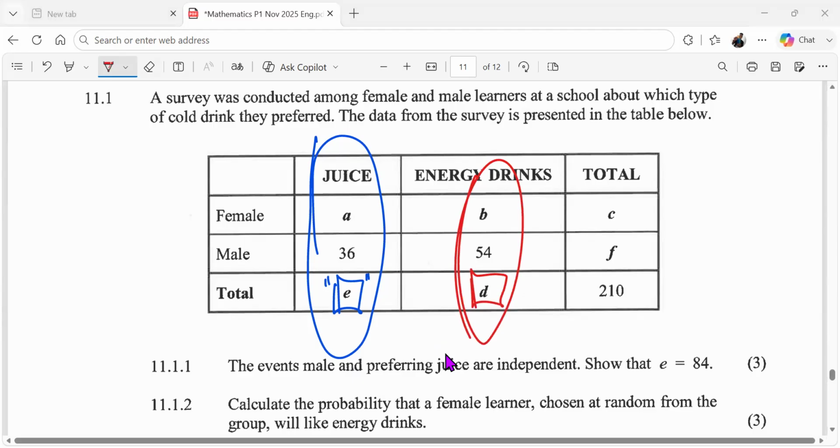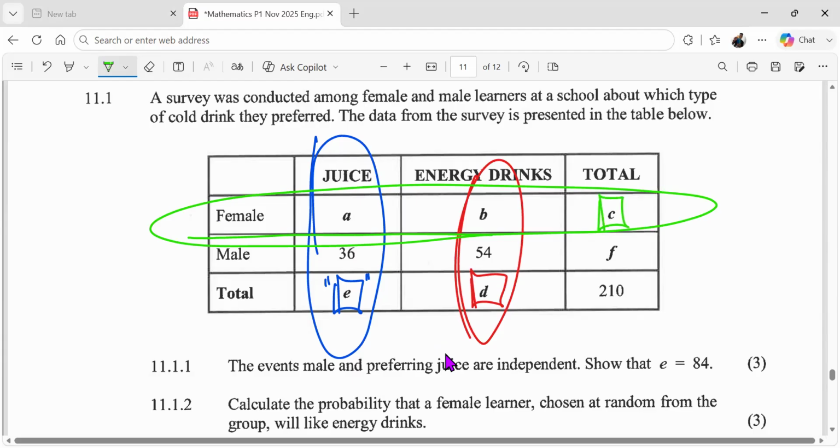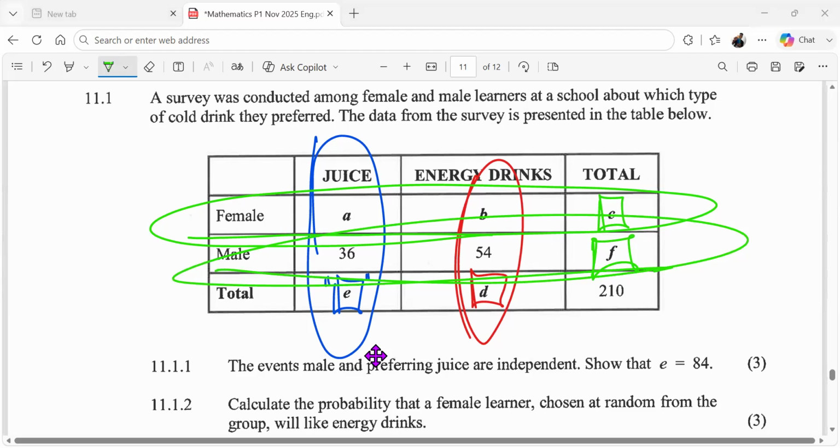Very well. Now, when you are reading horizontally, this is the total number of females. In other words, A females prefer juice, B females prefer energy drink, but this is the total number of females. It doesn't matter what they prefer, C is the total number of females, and F is the total number of males. So this is a contingency table.